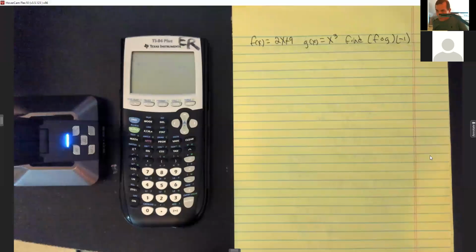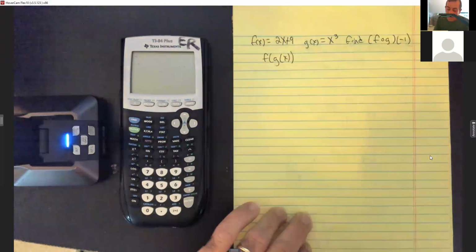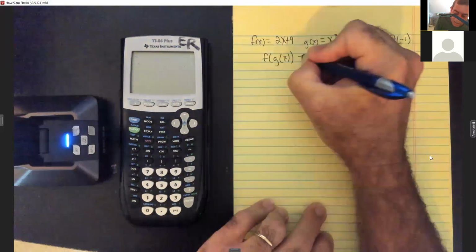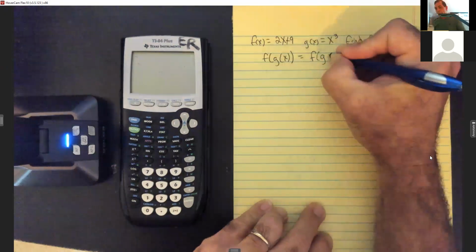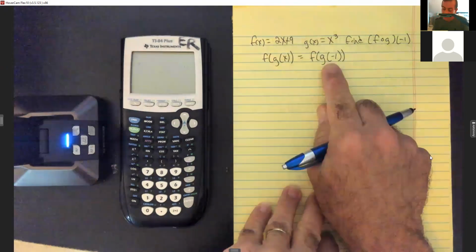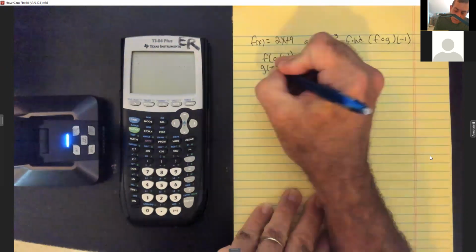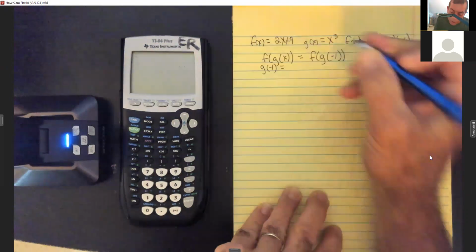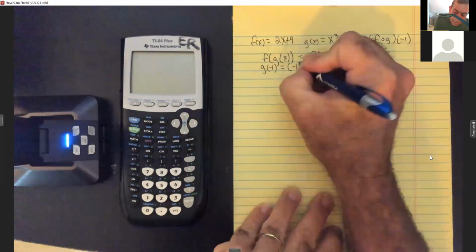And then we'll come put our answer in. So remember, f of g of x is like f of g of x. And they're giving me a negative 1, so I'm going to find f of g of a negative 1. So remember, you got to start with the innermost parentheses. So the first thing we find is g of negative 1. G of negative 1 will equal to g equation, x to the third, and put a negative 1 in for that x.